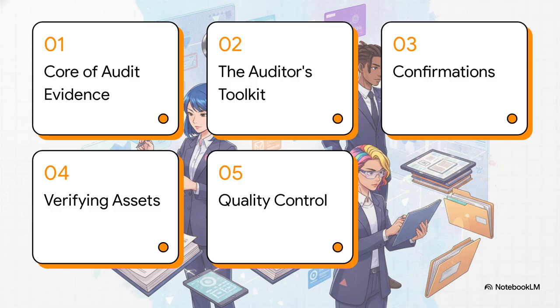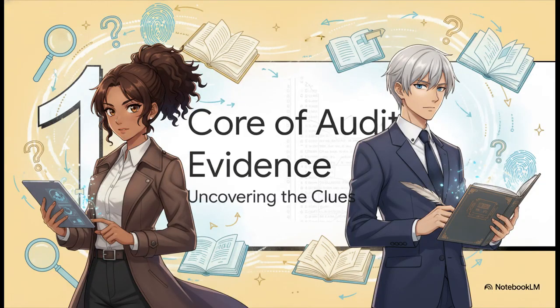Here's our roadmap for today. First, the core of audit evidence. Two, the auditor's toolkit. Three, cross-examining with confirmations. Four, verifying assets and liabilities. And finally, ensuring audit quality control. All right, Section 1, the core of audit evidence, uncovering the clues.